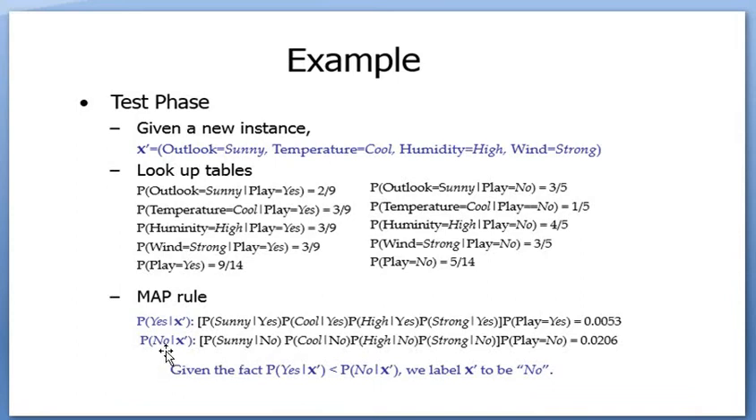And similarly, P no of x dash is nothing but the multiplication of all these, and you will get the value as 0.0206. So out of these two, which has the highest probability? The highest probability is no, which is 0.0206. So the answer for this new instance on day 15 is no, he cannot play tennis on that day.